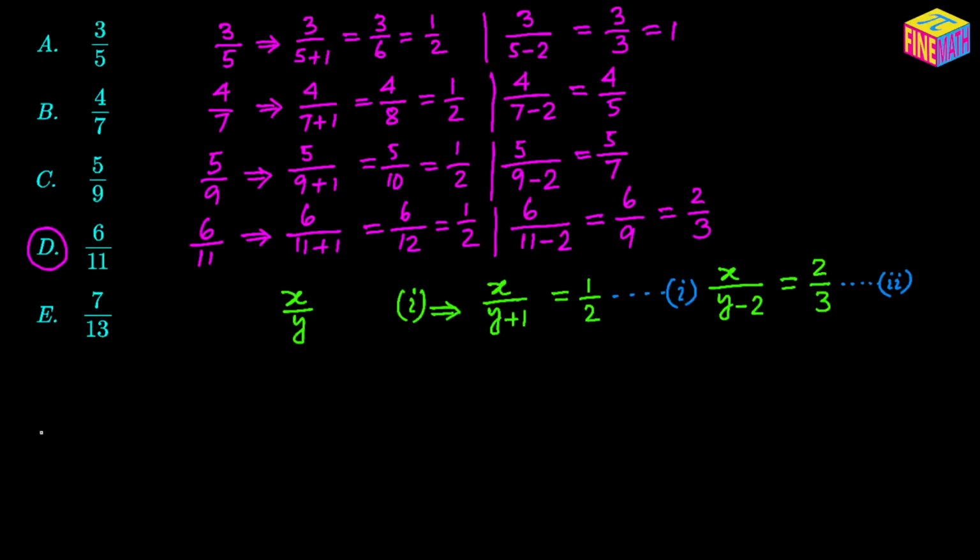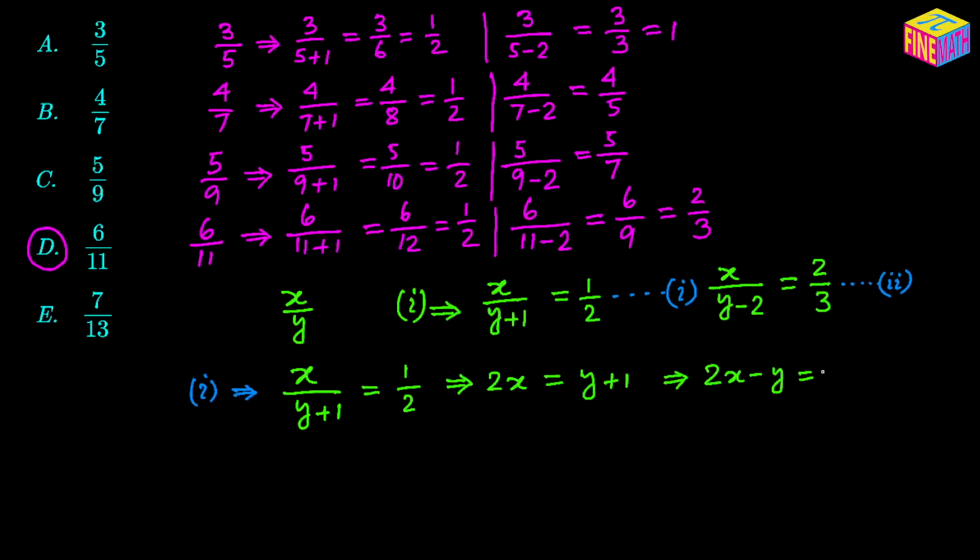So from the first equation, what do we get? We have x over y plus 1 is equal to 1/2, and from here, if we cross multiply, then it will be 2 times x is equal to y plus 1. And if we bring the y to the left hand side, then it will be 2 times x minus y is equal to 1. Let's say this is our equation number 3.